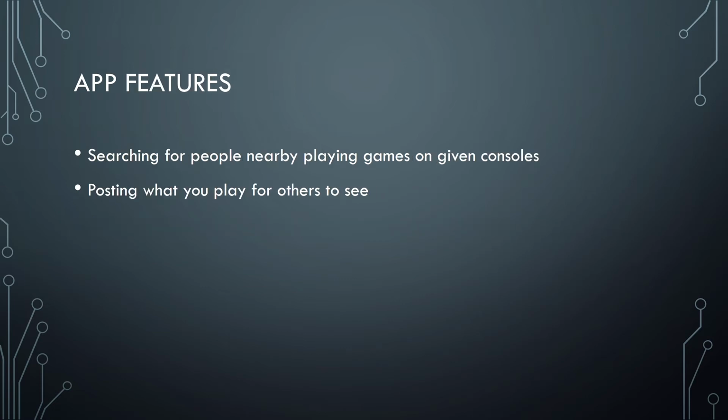So far, the features we have implemented are that we are able to search for people nearby who are playing games on a given console. They can input whatever console they're playing on or whatever game they're playing, as well as their username. And they can also post what they're playing for others to see. So, as well as being able to make postings, you can view postings.